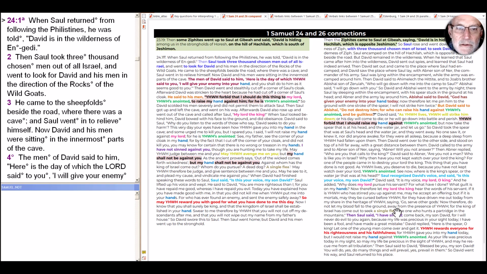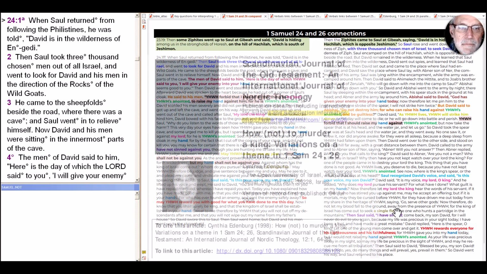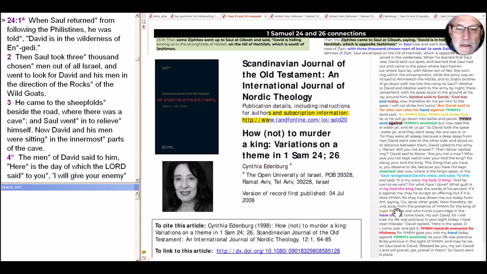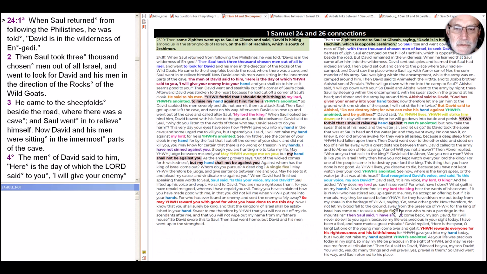More recent scholarship, including from Cynthia Edenberg, whose chart I'll show you in just a moment, argues that 26 came first and 24 is a rewriting of that, but she doesn't try to claim why the author would leave traces in chapter 24 of elements that seem to suggest they're out of place there from her interpretation. Why would they be doing that? So that's something we have to take account of, not just is there multiple authors or are they related, but why are they both here?